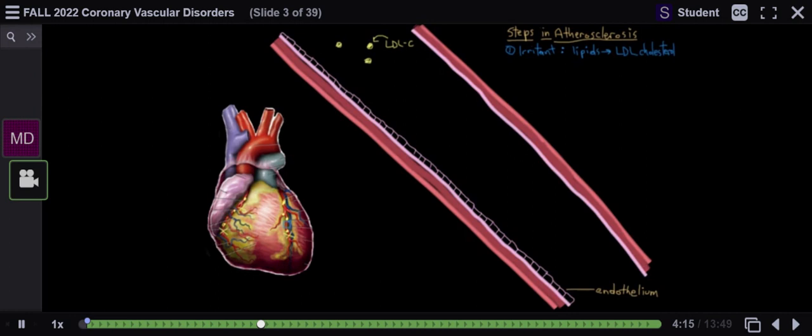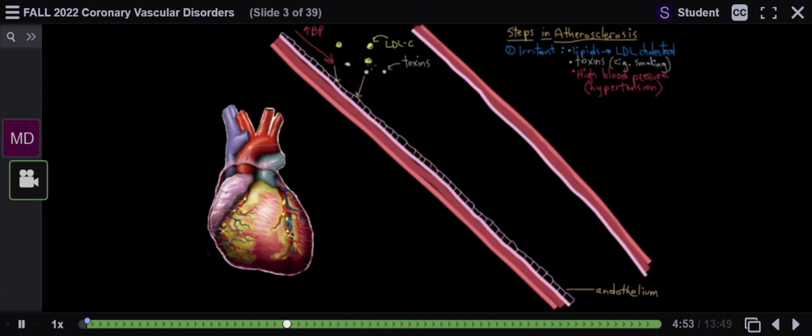Another irritant, probably the worst one, is toxins from cigarette smoking. So we'll put some toxins in the blood from cigarette smoking. We'll do them in gray here. And another major one is just hypertension, high blood pressure. So we'll try to show that pathologically high blood pressure here by these arrows. And I'll write hypertension here because I want to make it clear that it's the chronic exposure to high blood pressure. It's not just high blood pressure every once in a while. So that's our first step, to have an irritant present.